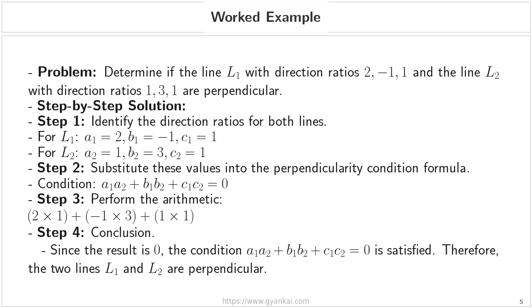Now that we have understood the theory and seen how it applies to the corner of a room, let's put this knowledge into practice with a worked example. Keep this calculation in mind, as in the next slide, we will summarize the key takeaways from this entire lesson.